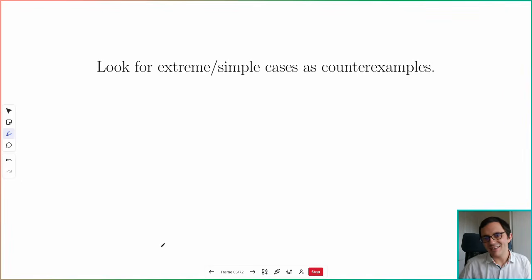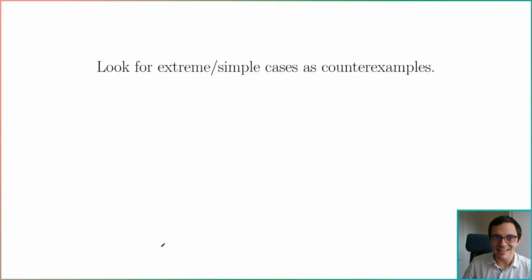Next thing, try looking for extreme or simple cases as counterexamples. Try to look at the edges of possibility space. So I like counterexamples that are very small, have very few things in them to try and make sure that I haven't made any mistakes by making it really easy for me to work with that counterexample. I like checking small values of n. I like sets that don't have too many elements in.